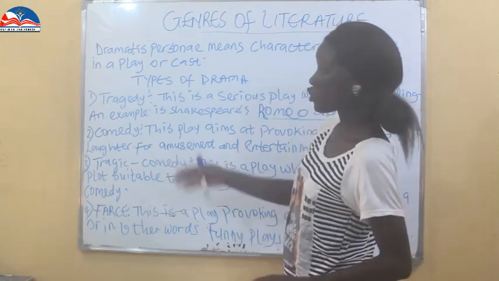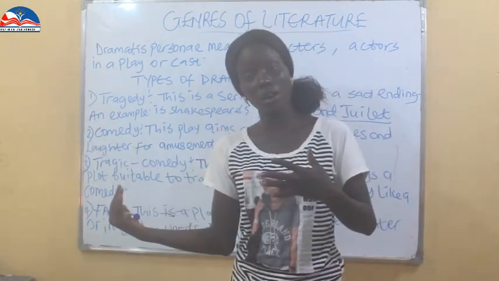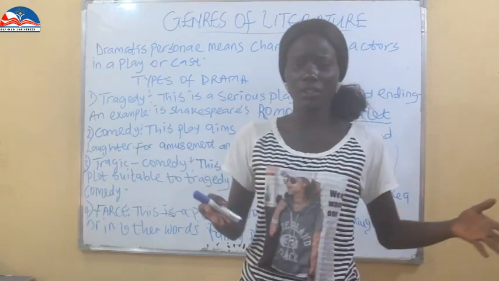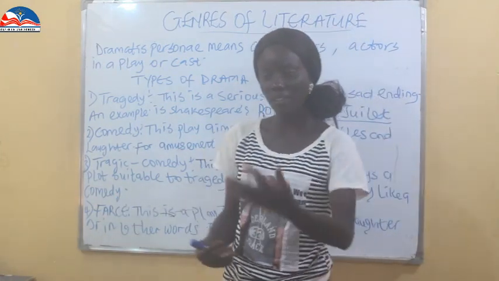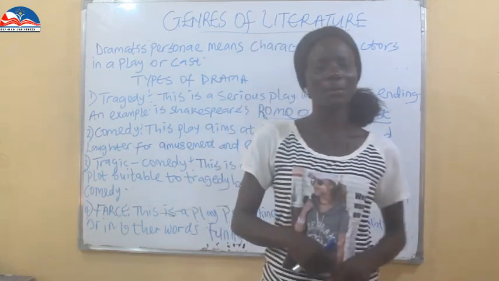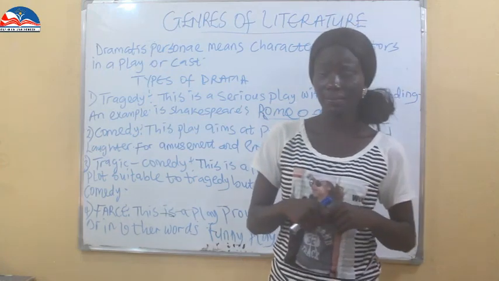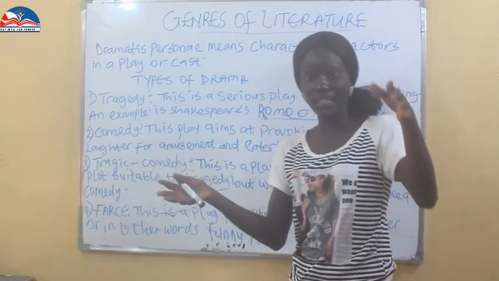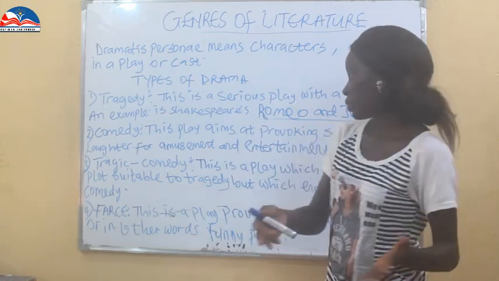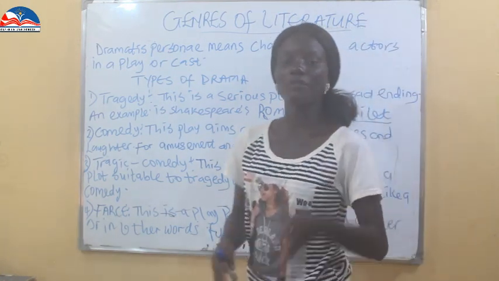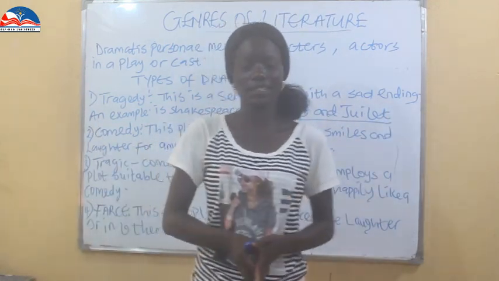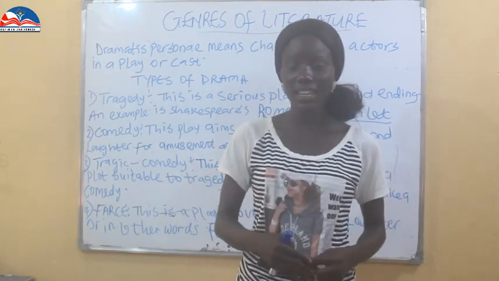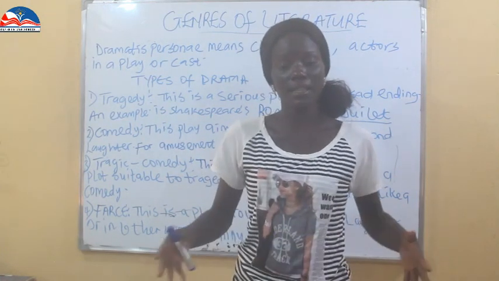Then we have tragicomedy. We have discussed tragedy and we have discussed comedy. So the tragicomedy has the 2 features. It has the features of tragedy and also the features of what? Comedy. But note, in tragicomedy, there's always a happy ending. Tragicomedy is a play which employs plots suitable to tragedy. The beginning might not be a good one, but it ends happily. That's our tragicomedy, tragedy and comedy. Remember, it may begin in tragedy, but it ends in comedy, happily.